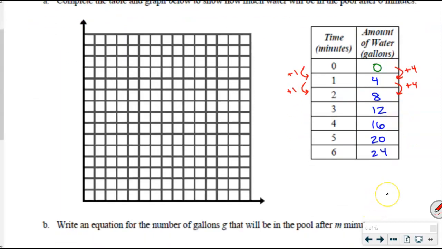Okay, let's do something fun and more interesting. Let's skip ahead to 10 minutes. Because pools take a long time to fill up, right? So let's just come back in 10 minutes. How much is going to be in that pool? Start talking with your table. How are we going to figure that out?